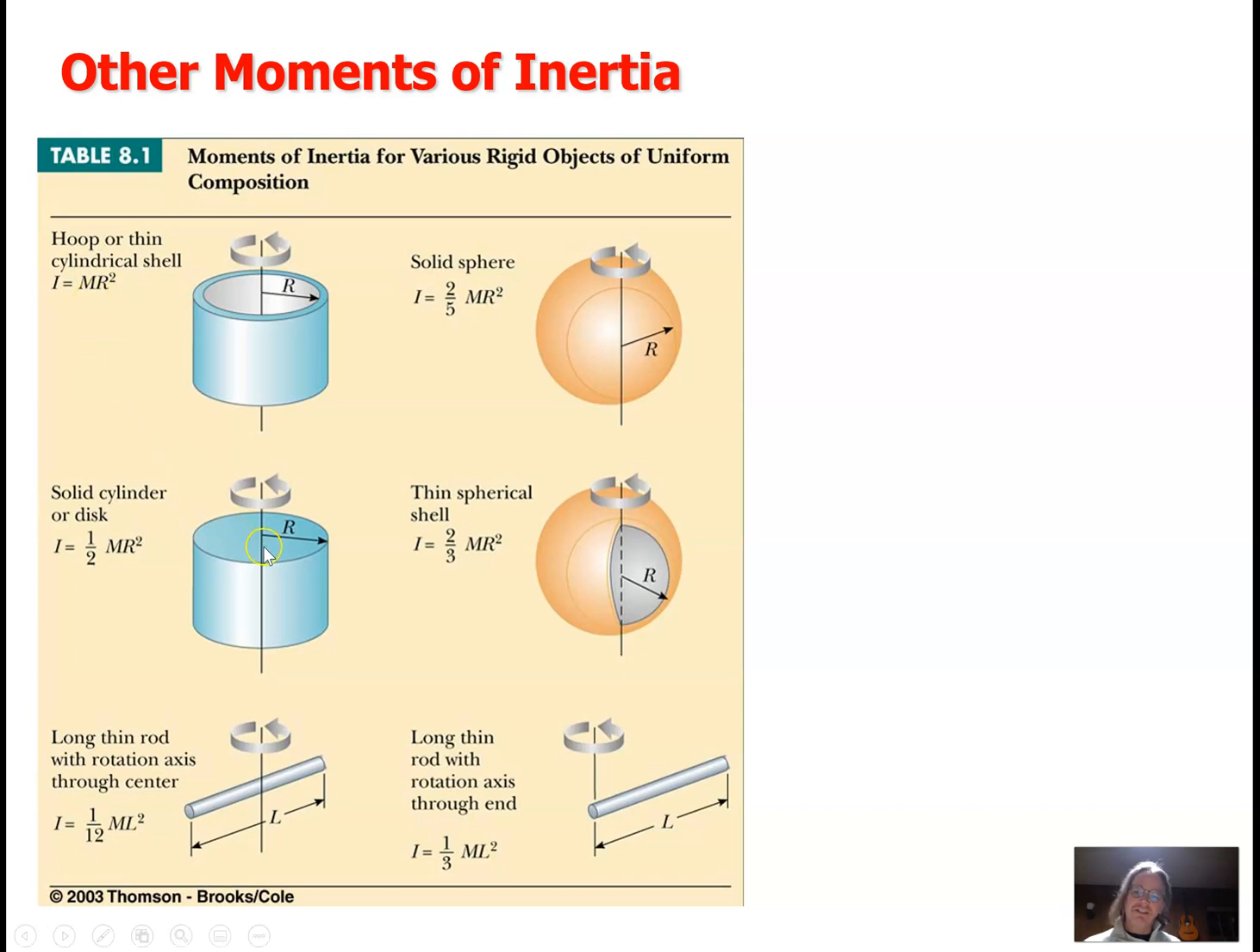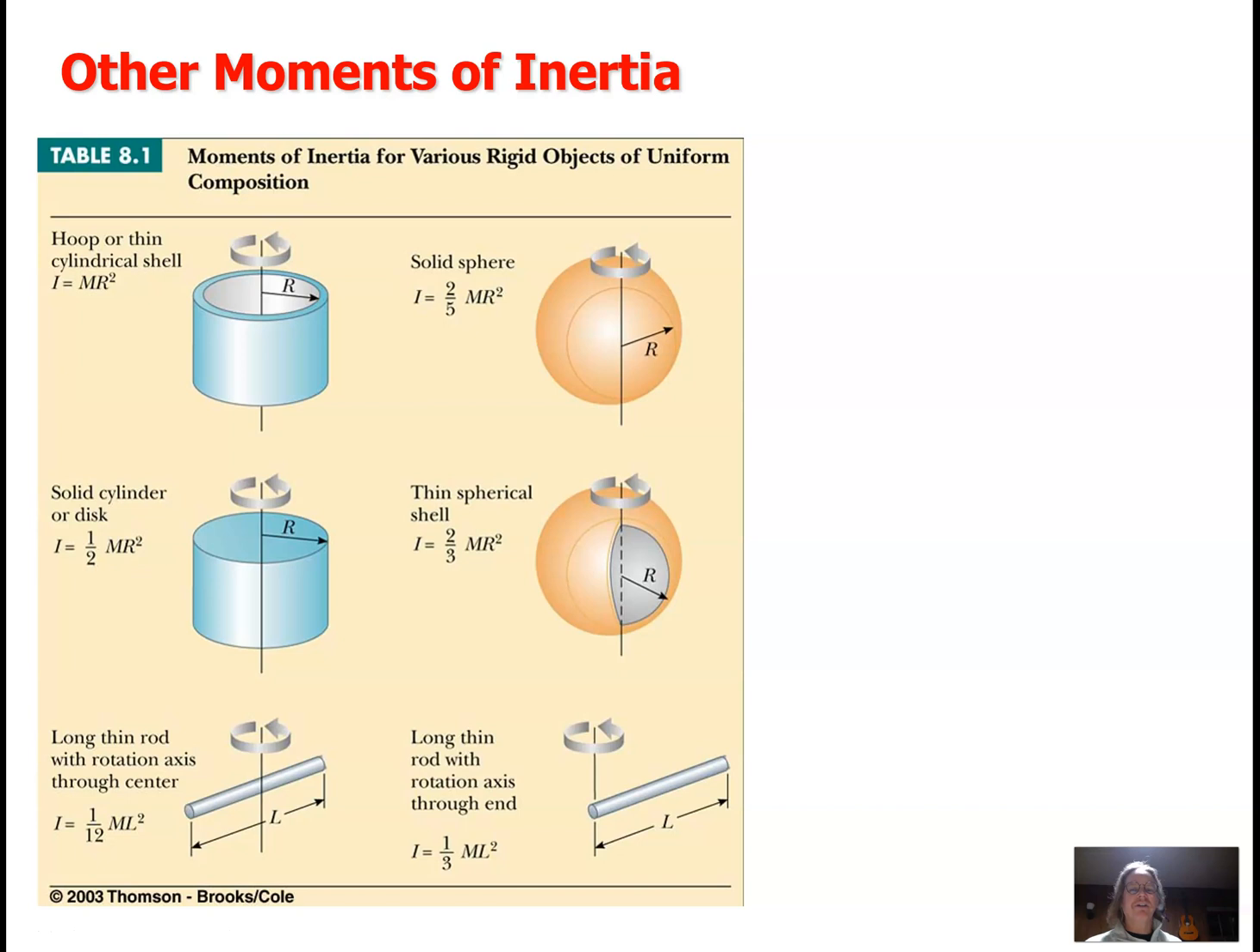Not as easy as this one, because it's not all on the outside. Some of it's on the inside, some of it's halfway out. So you have to average where all that mass is. And when you average where all that mass is, that's where you get the 1/2 mr squared.